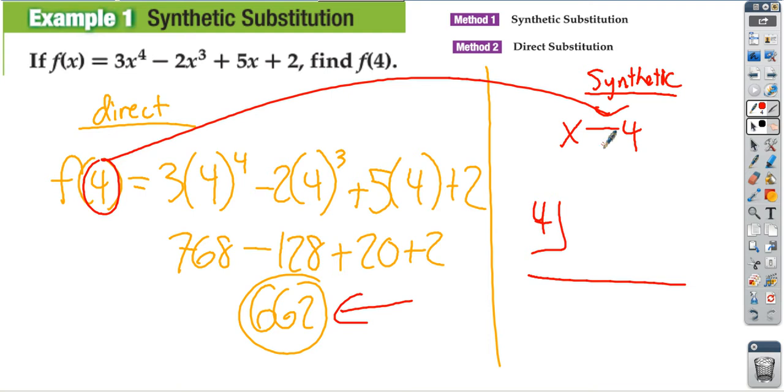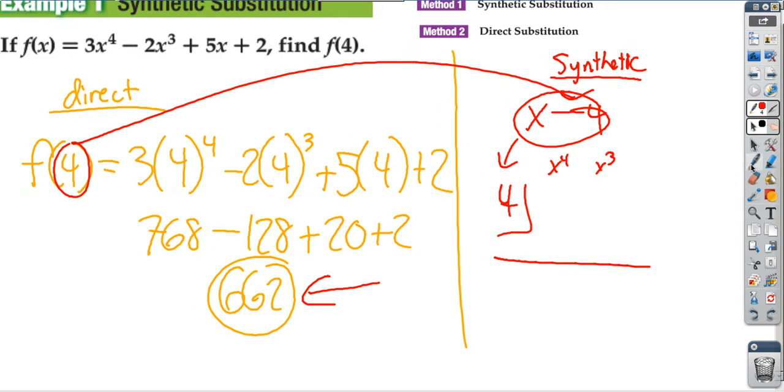Again, this 4 represents x minus 4. The 4 is what makes x minus 4 equal 0. These numbers right here should be the coefficients for each of these powers. And by the way, something important to note, we skipped a power here. There is no x squared, but we need to include it in order to get this to work.